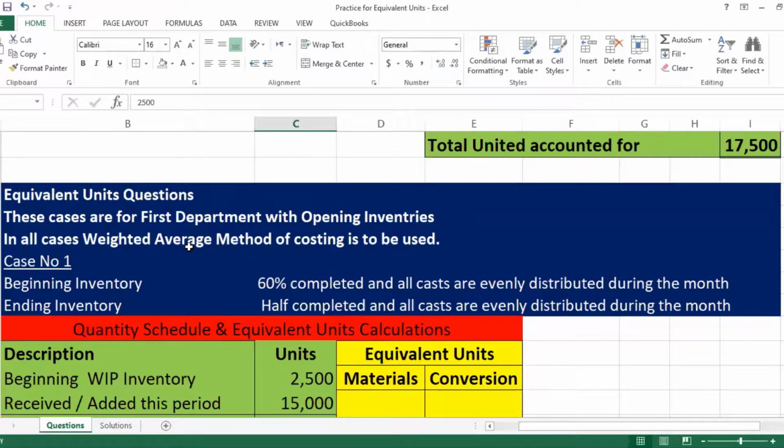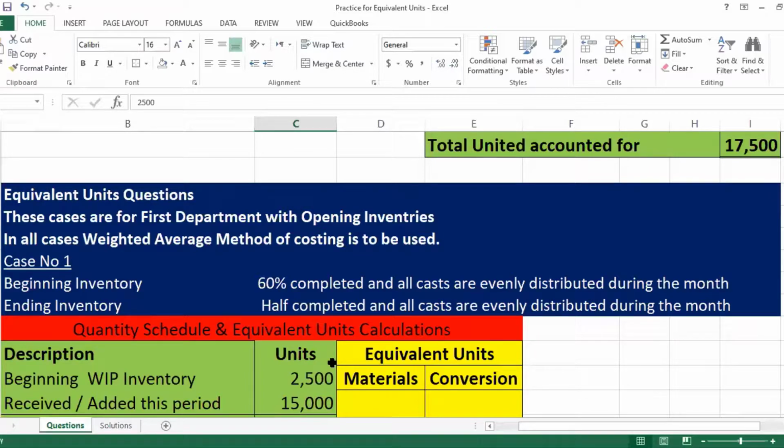And how we will prepare this schedule for the first department, with the second assumption, is with opening inventories. Because we have opening inventory, it means this is of the second period. The first period was January and the second period was February, and this schedule is being prepared for the month of February, or the second period.